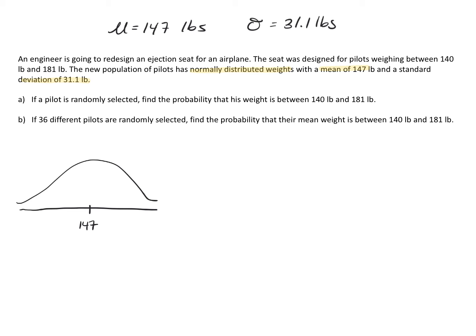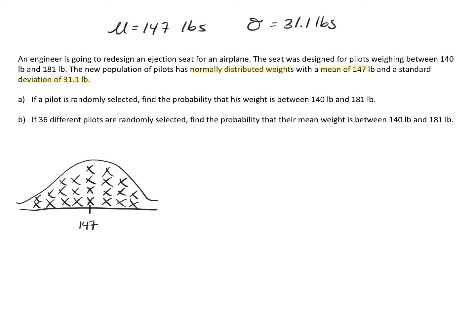Now, in question A, we're asked if a pilot is randomly selected, find the probability that his weight is between 140 and 181 pounds. So when we take a look at this bell-shaped curve that I have below, this is a probability distribution for weights. And so from the population, every single x value that makes up this distribution represents a weight for a pilot in the population. I can't draw all the x's, but I want you to imagine that I collected data from the population of all pilots and then measured their weights and plotted it. So this represents all the weights of every single pilot from this new population.